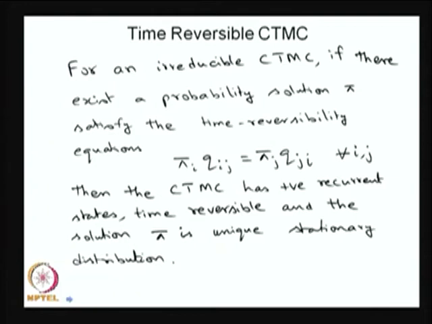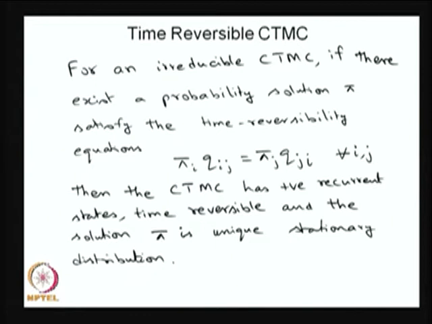The way I have explained the time reversible concept in the DTMC, the CTMC also has the time reversible concept. So, the time reversibility equation is pi i times q i j is equal to pi j times q j i. The q's are nothing but the rates and the pi's are nothing but the probability values.